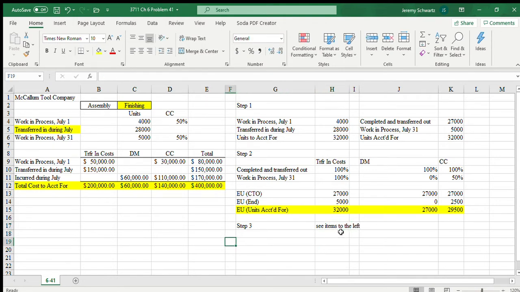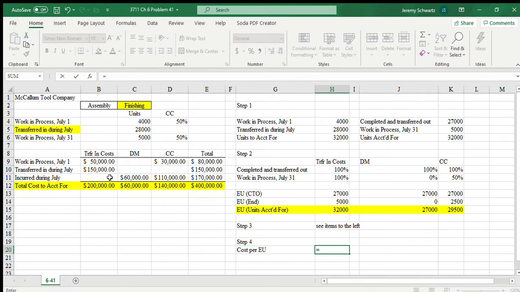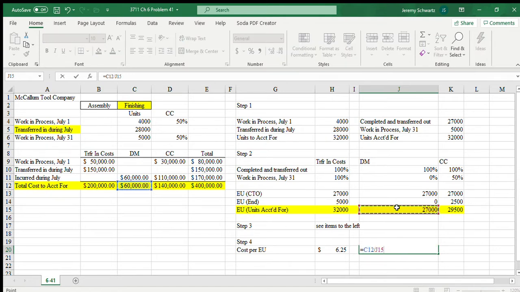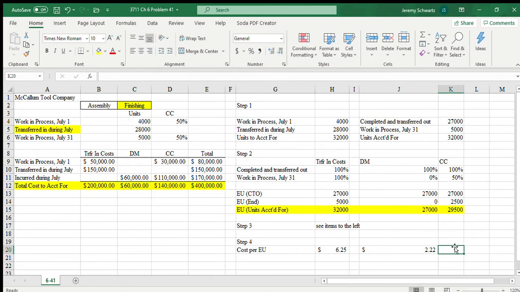So that when we get to then step 4, cost per equivalent unit, what we would do is take the two highlighted rows here. So for transferred in costs, we take the $200,000 divided by the 32,000 units, get 625 per equivalent unit. The direct materials 60,000 divided by the 27,222, and then the 140,000 divided by the 29.5, and we get 475.